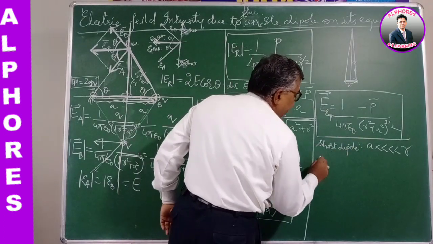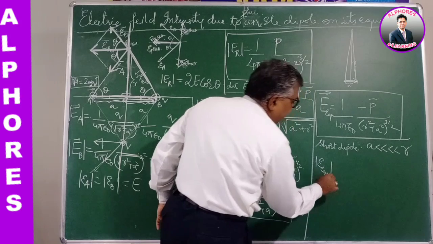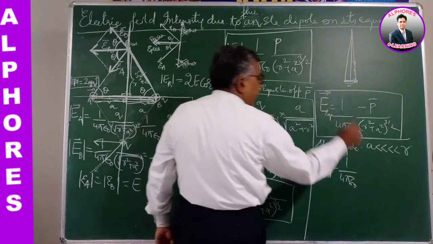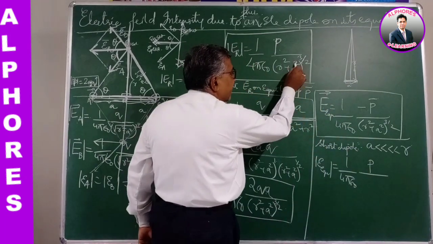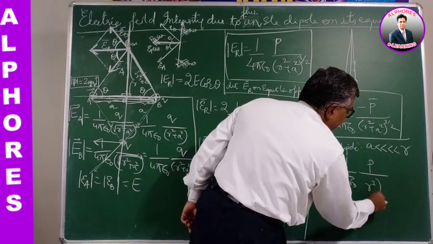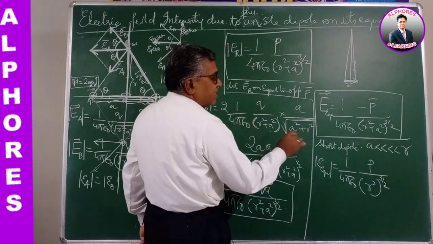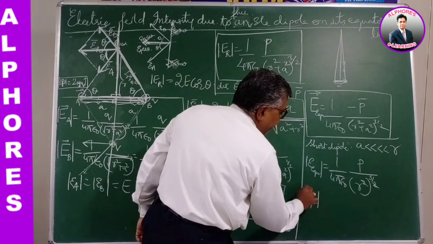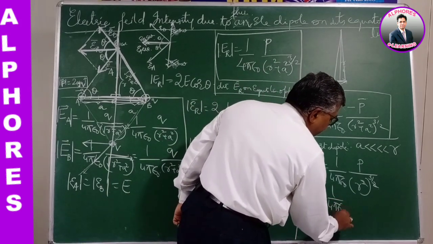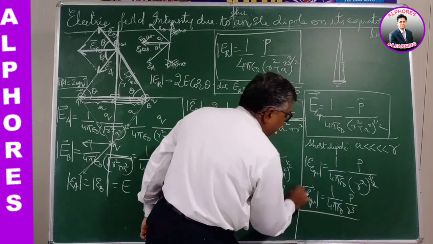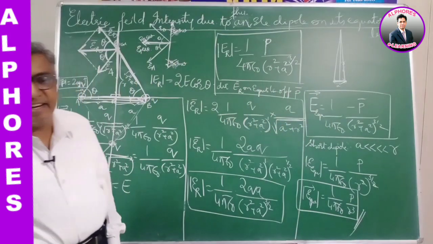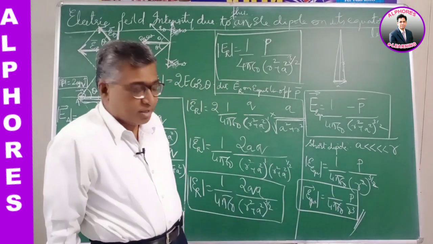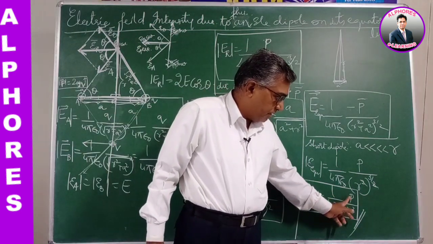So from this equation, if I neglect A when compared to R, A is very much small. Neglecting A, the magnitude of the electric field on the equatorial line will be 1 by 4 pi epsilon naught, dipole moment P by, A is negligible when compared to R, it is R square whole power 3 by 2. So neglecting A, just consider R. So the R cancels, and the magnitude of the electric field intensity on the equatorial line is 1 by 4 pi epsilon naught P by R cube. This is the electric field intensity due to an electric dipole on the equatorial line of the dipole.